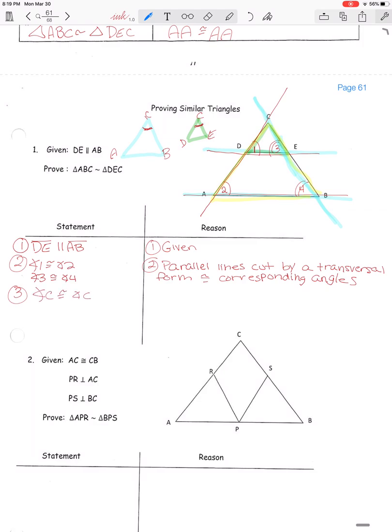So if you went that way, that is also 100% correct. Reflexive. So we did prove that triangle ABC is similar to triangle DEC, and that again is by angle. And that is how we prove similar triangles.